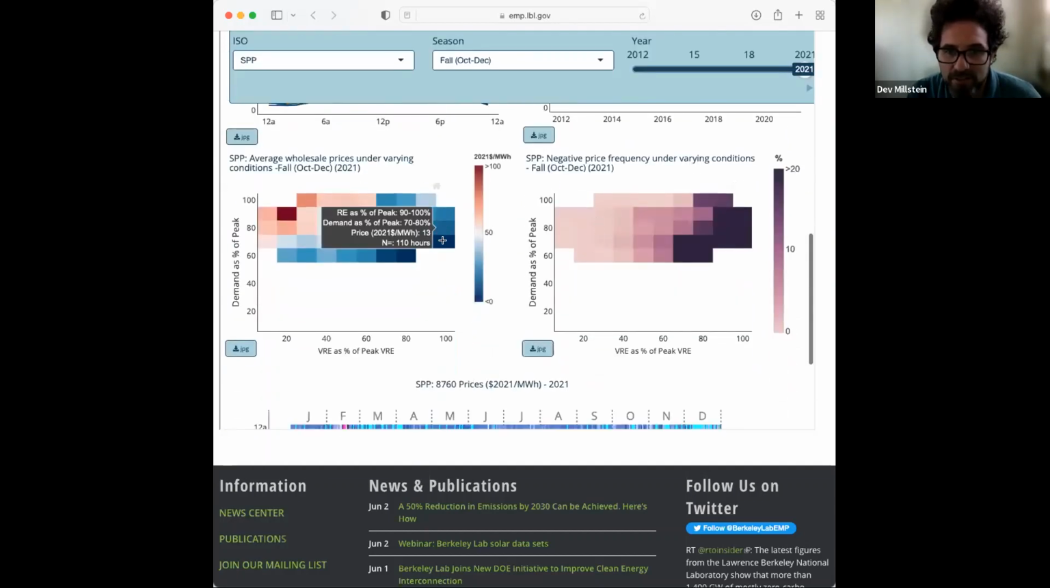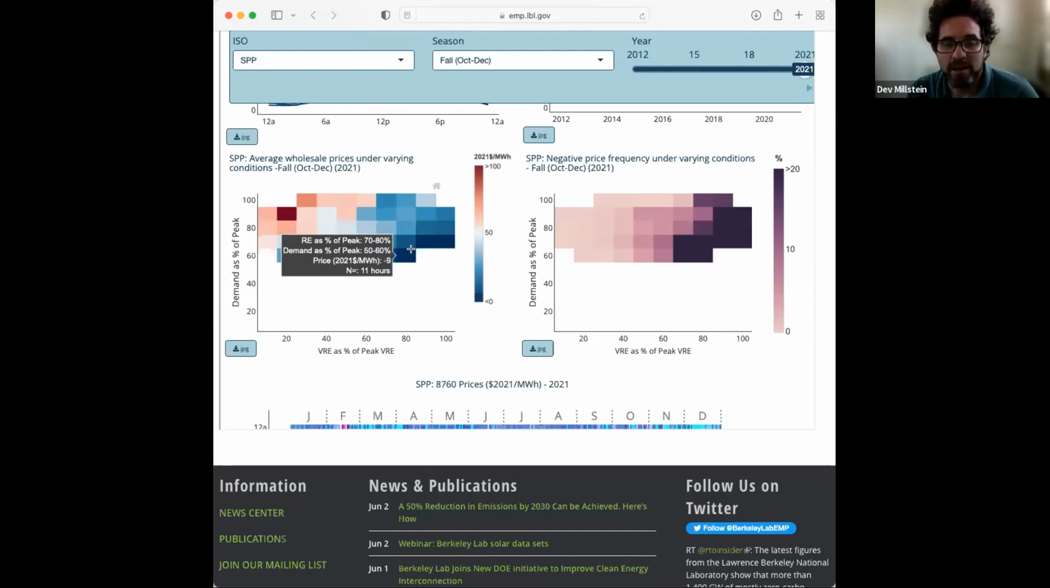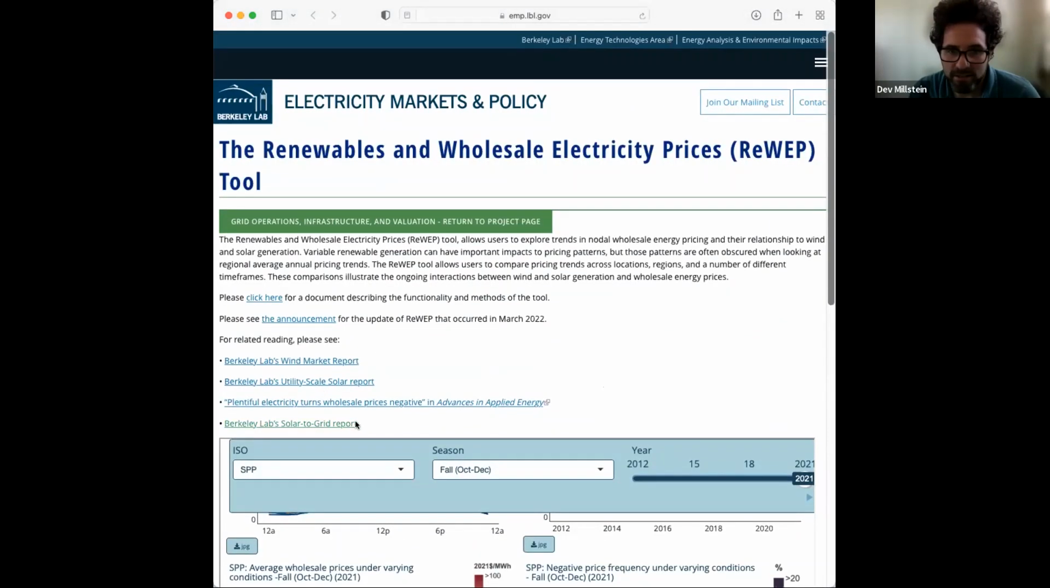There are some other features more directly linking VRE and load to price signals, which I won't go into now. But there is documentation and a summary of some of the main features of the tool and links to other relevant reports on this site. All right, so I will pass it on there.